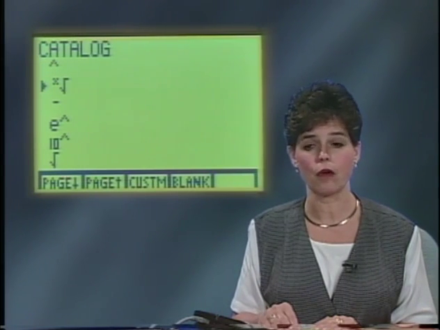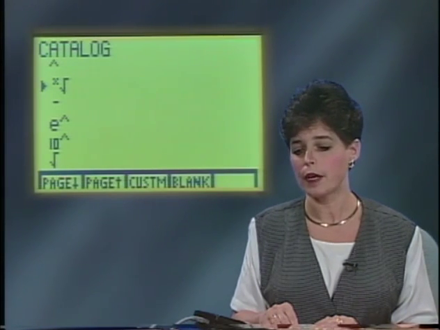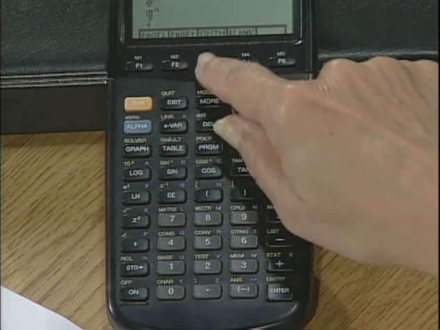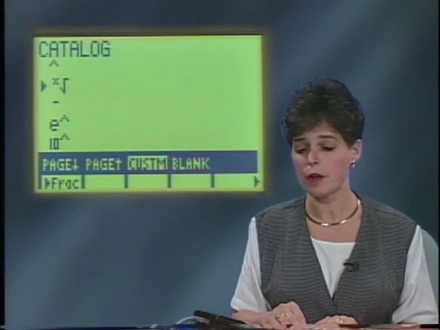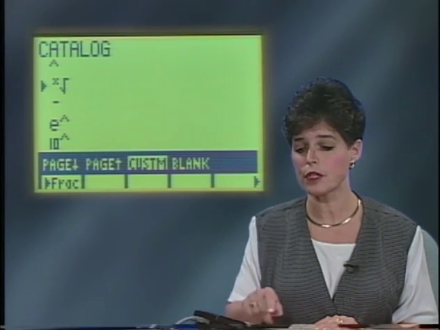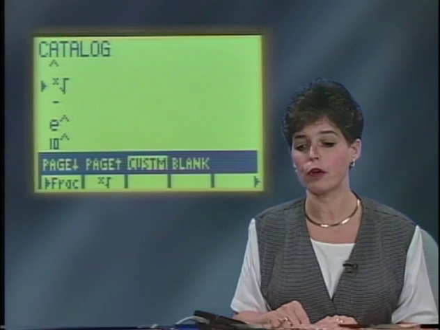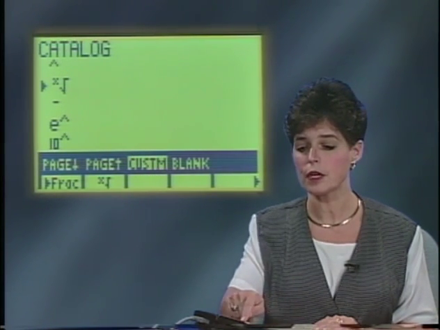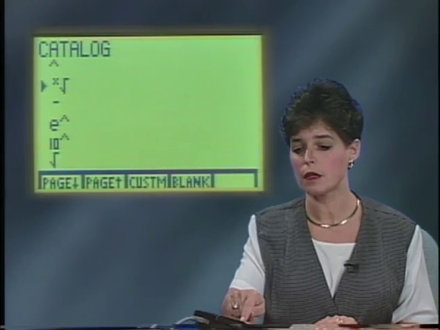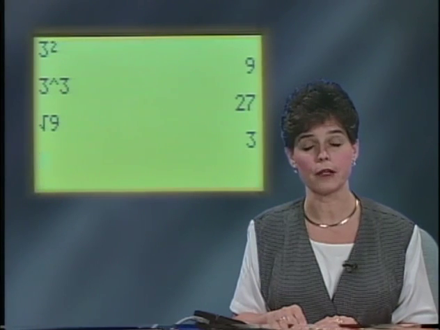Okay, you need your arrow to be on the xth root. And we're going to put that into your custom menu by again pressing F3. And since the first position is already used up, I would like to put it in the second position with F2. All right, now we have put xth root into the custom menu. Let's exit out of all of this by pressing exit once, twice, and a 3rd time. I'm back to my home screen.